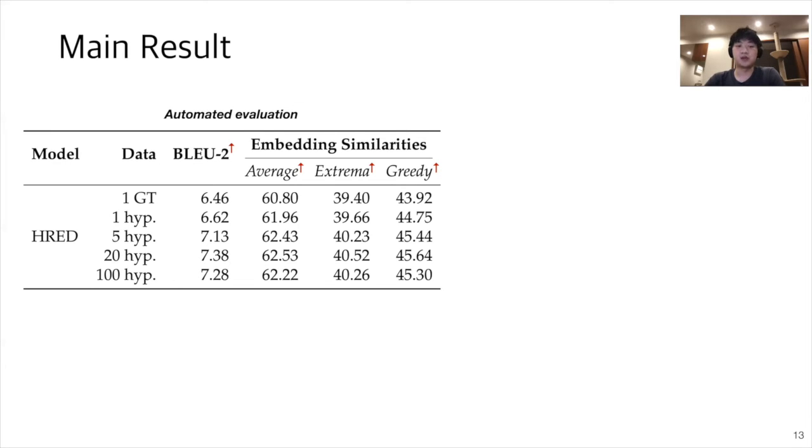This table shows the results of the automated evaluation. We trained the HRED baseline model in different settings of training data. Here, 1GT stands for one ground truth, which is the original training data. We also trained HRED with different numbers of generated responses from 1 to 100. By looking at the numbers, we can see that by replacing the original data with generated responses, and with more generated responses, there is a significant improvement in all the metrics.